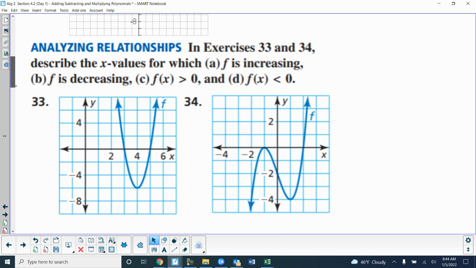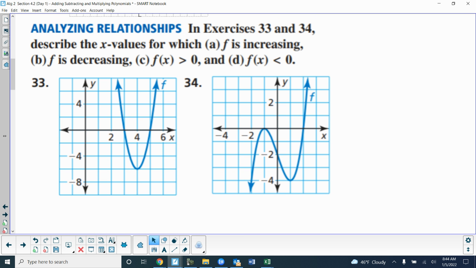Now, describe the x values for which it's increasing, decreasing, greater than zero, and less than zero, positive and negative, right? You got any questions on those, looking at the answers I gave you? You guys okay with those answers? Jordan? I don't really understand how you got them.